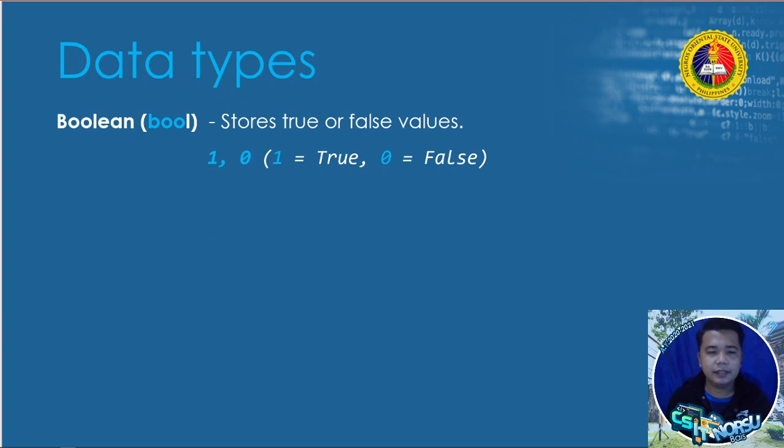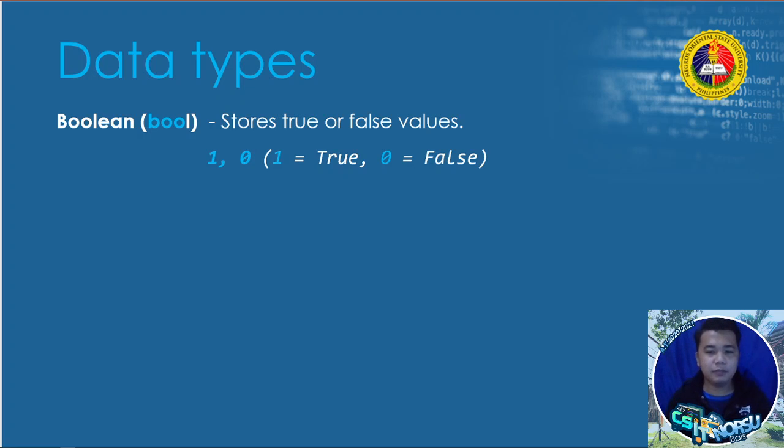And lastly, the boolean, or bool. This, however, is not that commonly used. Bool will store true and false values only. It will only display 1 for true and 0 for false. We will most likely not use boolean in our programming lessons. But since we're talking about data types, and boolean is one of the basic or primitive data types, it's always good for you to know about it. And again, there are a lot more data types than just these five.